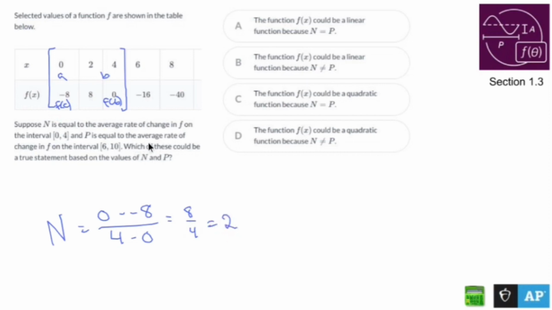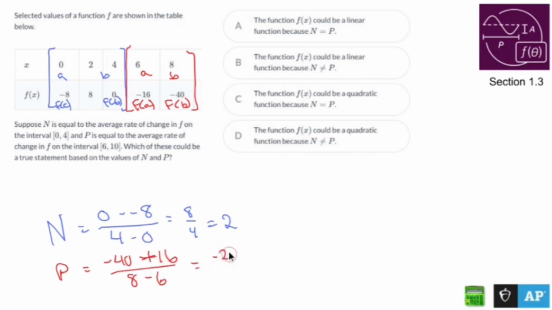P is equal to the average rate of change of f over interval 6, 10. It's funny, NP are my initials and 610 is my area code. So you would be my new f of a, and you would be my new f of b, and you would be my new a, and you would be my new b. So P would equal f of b, which is -40, minus f of a, which is -16, over b, which is 8, minus a, which is 6. -40, double negative becomes a positive, so we got -24 over 2, and that becomes -12. So n was 2, p was -12.